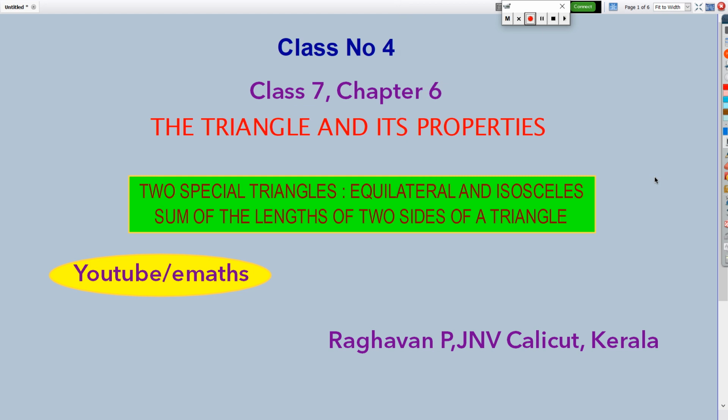Hi friends, this is class number 4 of chapter 6, the triangle and its properties. In this class I am discussing two special triangles, equilateral and isosceles, and the sum of the length of two sides of a triangle.